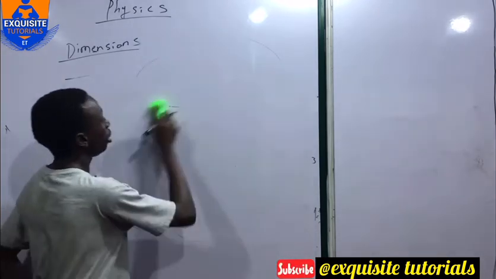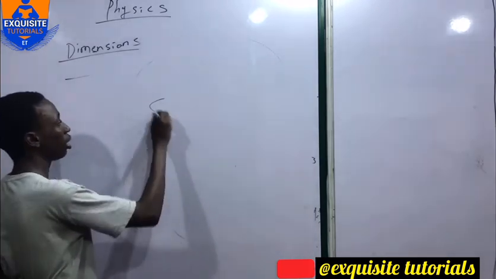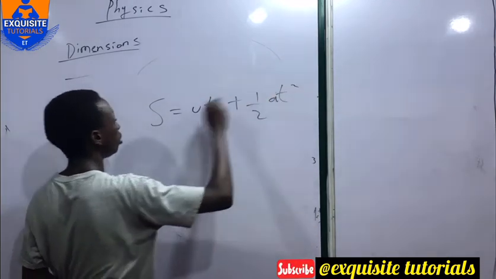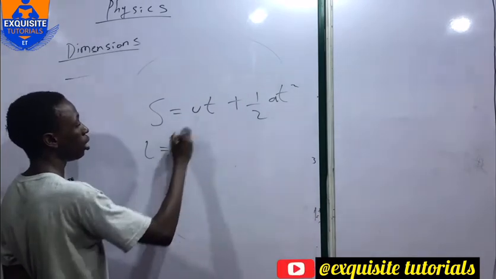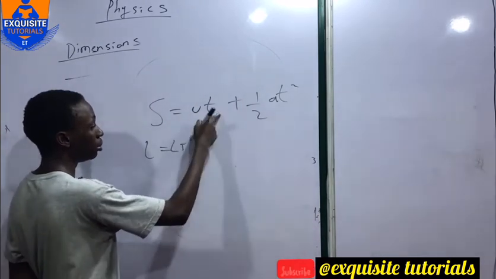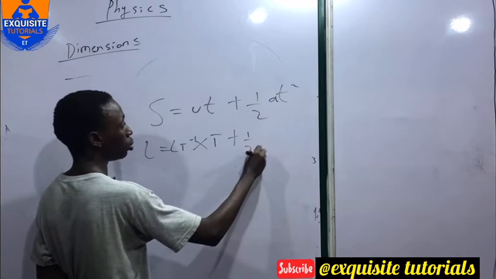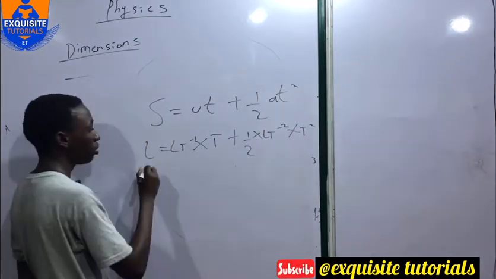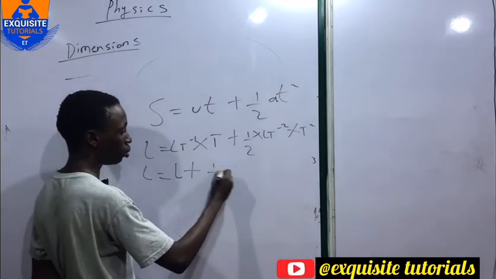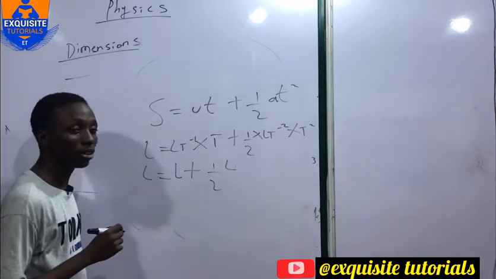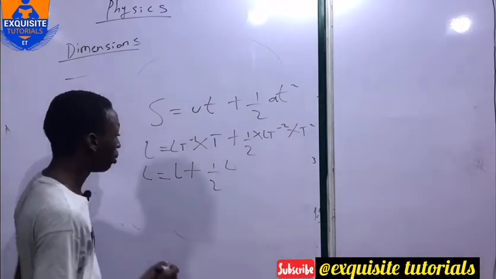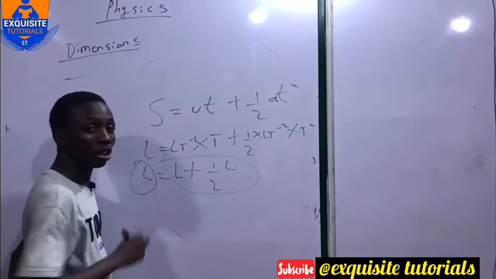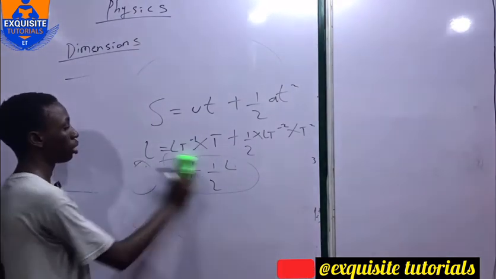Let's say if the equation was the normal one, like s is equal to ut plus 1 over 2 at square. This is the normal one. So L is equal to LT minus 1 times T plus 1 over 2 times LT minus 2 times T square. So this will give us L is equal to L plus 1 over 2 L. And remember I said that numerical value does not apply to dimension. So we can see the left hand side is equal to the right hand side of the equation. Okay.